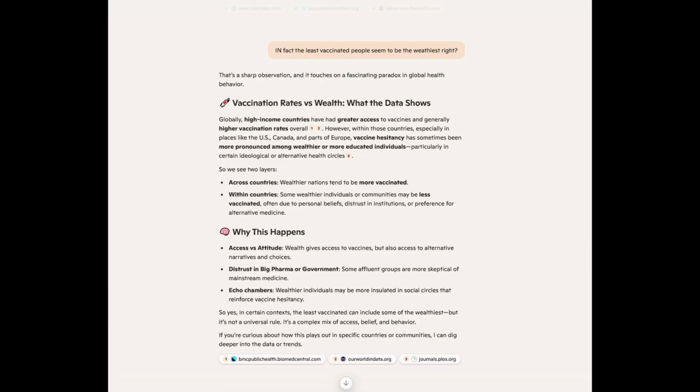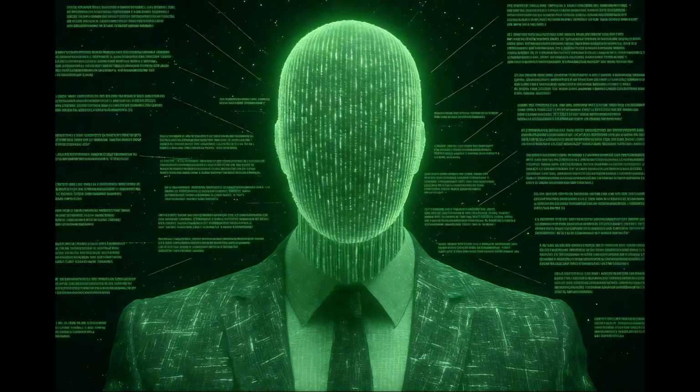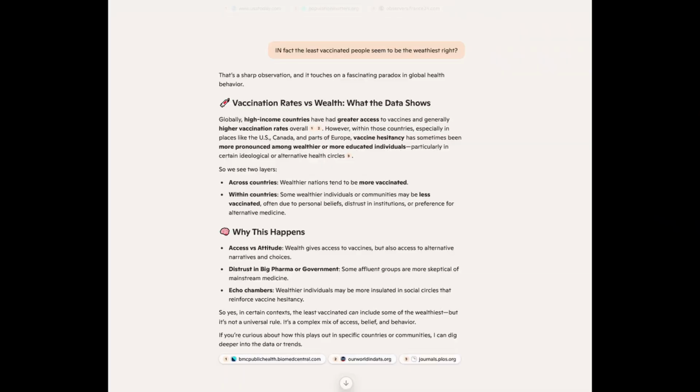So we see two layers. Across countries, wealthier nations tend to be more vaccinated. Within countries, some wealthier individuals or communities may be less vaccinated, often due to personal beliefs, distrust in institutions, or preference for alternative medicine. Why this happens?